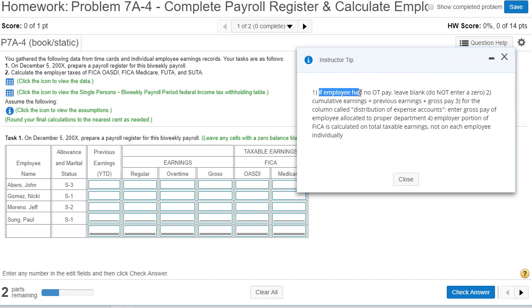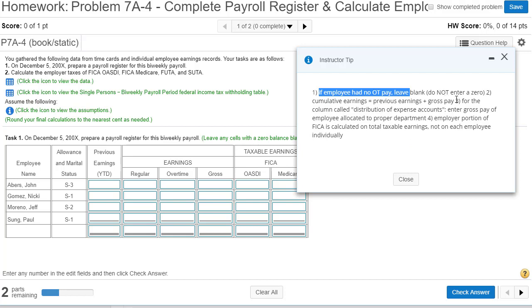Number one, if employee had no overtime, leave blank. In other words, notice here we have this column for overtime earnings. For some reason, MyAccountingLab will mark you wrong if you put a zero in there for someone who does not have overtime. So if someone does not have overtime, don't put a zero, just leave it blank. Number two, cumulative earnings in this problem equals previous earnings plus gross pay. So when we get further along, I will show you that again.